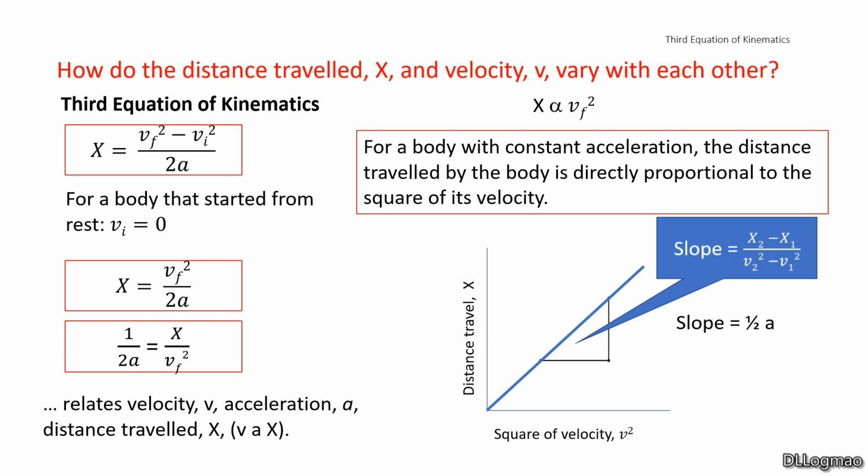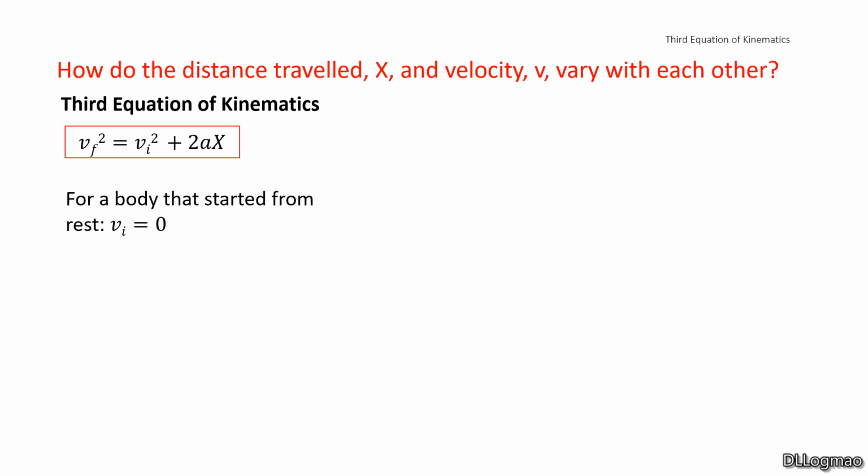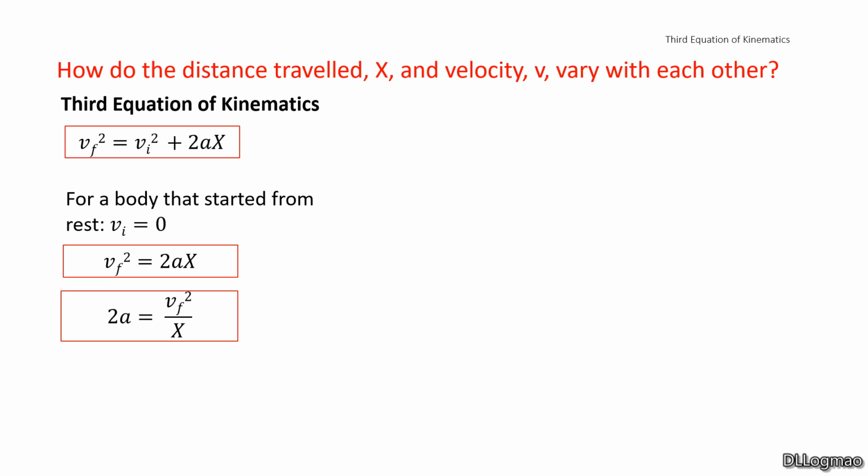The other statement of the third equation of kinematics: the square of final velocity is equal to the sum of the square of initial velocity and twice the product of acceleration and distance traveled. If the body started from rest, the initial velocity is 0. The equation becomes final velocity squared is equal to twice the product of acceleration and distance traveled. The constant of proportionality 2a is equal to the square of velocity divided by the distance traveled.